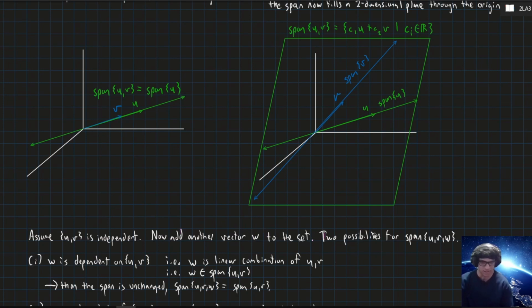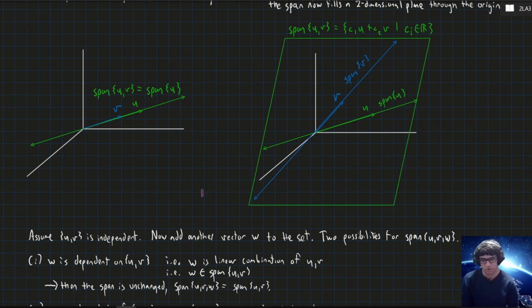Again, there are two possibilities for what the span of u, v, w is going to be. One possibility is that w is dependent on u and v. In other words, w is a linear combination of u and v. In other words, w is on this plane here, the span. Then if you add a dependent vector, the span is unchanged. The span of u, v, w will equal the span of just u and v.